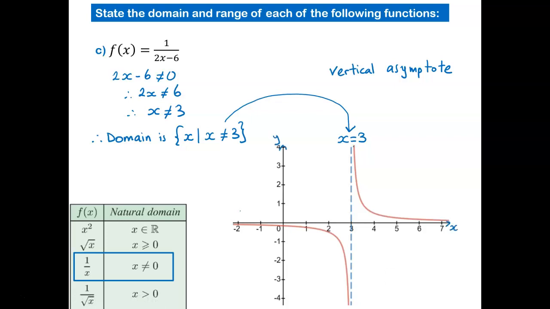The y value was never 0. So as you can see, I'm drawing a dotted line there. That is called a horizontal asymptote. So the range is y such that y can be any value except 0.